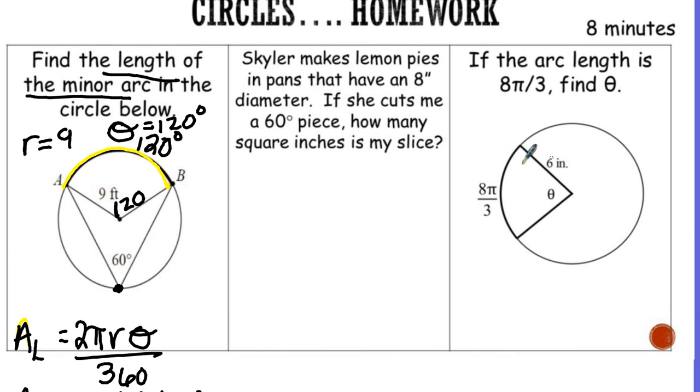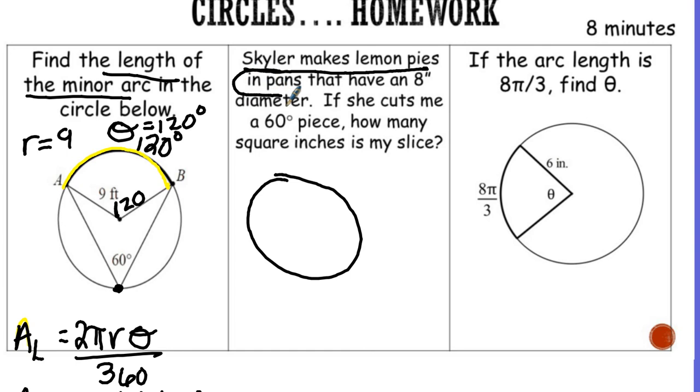Okay, so it says Skylar makes lemon pies in pans that are 8 inches in diameter. If she cuts me a 60-degree piece, how many square inches is my pie? So I'm going to draw what they said. This is about Skylar and these lemon pies, and they're in a pan that has a diameter of this much. We'll hold off on the question for now. Let's just draw the picture.